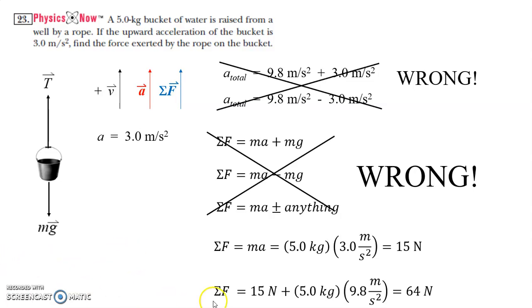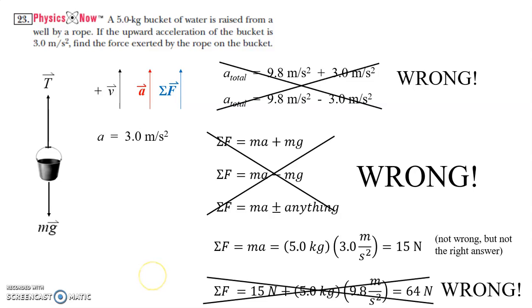It says sigma F equals 64 newtons. Look what the problem asks. Does the problem ask you to find sigma F? Well, no, it says find the force exerted by the rope on the bucket. And so even though mathematically you have a correct answer, you don't know what you're doing. Finding sigma F when it doesn't ask for sigma F is wrong. It's wrong. It really, really is wrong.